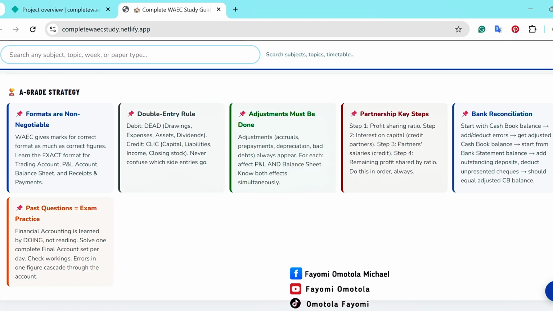WAEC gives marks for correct format as much as correct figures. Learn the exact format for the trading account, P&L account, that P&L means profit and loss, balance sheet, and receipt and payment. That is giving you insight into the marking scheme, what is being marked, what you take marks for. If it's a marking scheme they use, you wonder how they mark correctly all over the country.